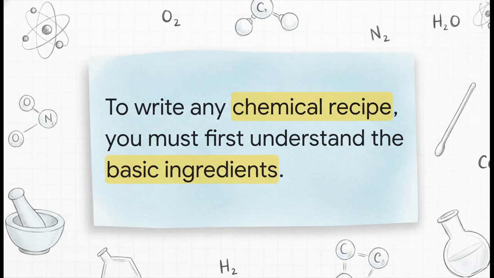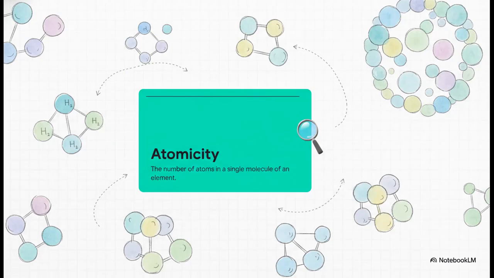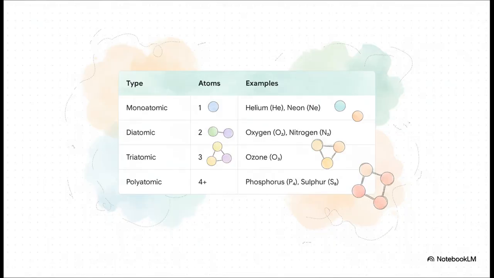Just like any good recipe, you've got to understand your ingredients first. A simple way to think about it: atoms are the letters and molecules are the words. And these molecules can have different numbers of atoms. Let's look at some examples. This ranges from just 1 atom in helium to 8 atoms in a single sulfur molecule.